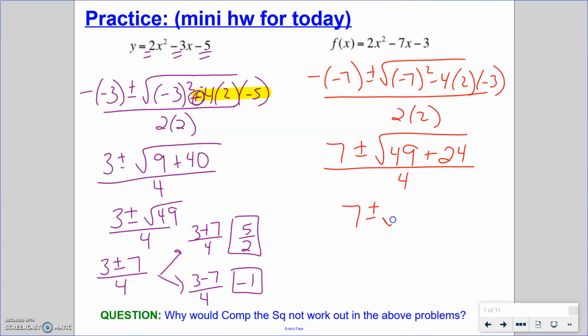So I get 7 plus or minus the square root of 73 all over 4. So I need to check if 73 divides by a perfect square. I don't think it does. Divide by 4, nope. Divide by 9, nope. 16 is a no. I know 25 is a no. 36 is a no. 49 is a no. 64 is definitely a no. So yep, literally, that's my answer. I just leave it like that.